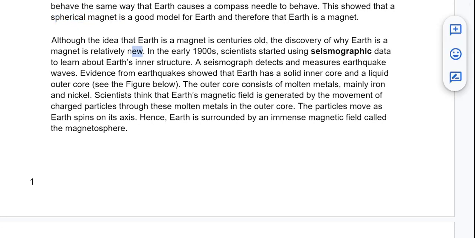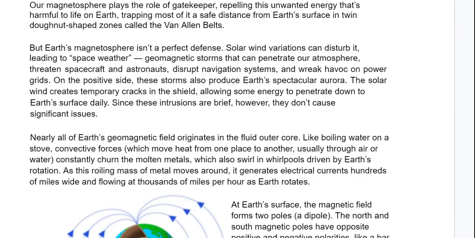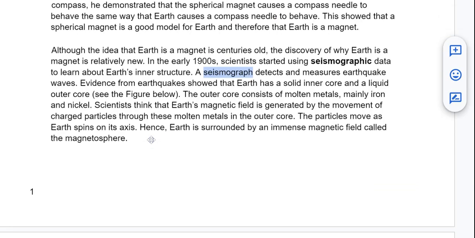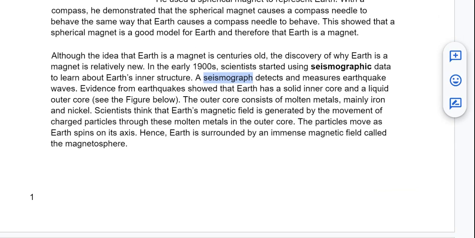In the early 1900s, scientists started using seismographic data to learn about Earth's inner structure. A seismograph detects and measures earthquake waves. Evidence from earthquakes showed that Earth has a solid inner core and a liquid outer core. See the figure below. Let's look at it. Solid inner core, liquid outer core, that's yellow. The outer core consists of molten metals, meaning that they're melted, and mainly iron and nickel.